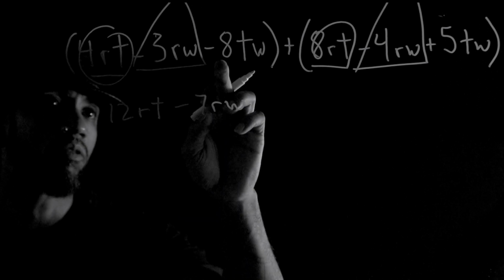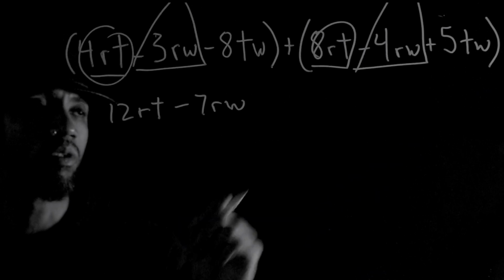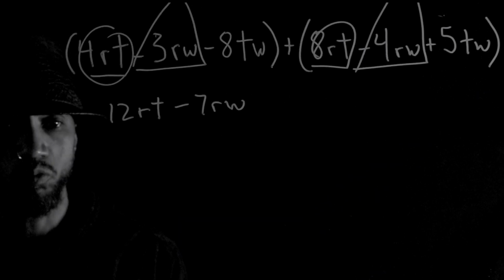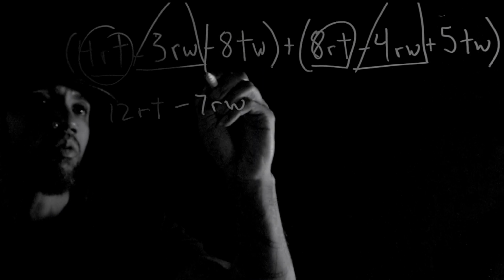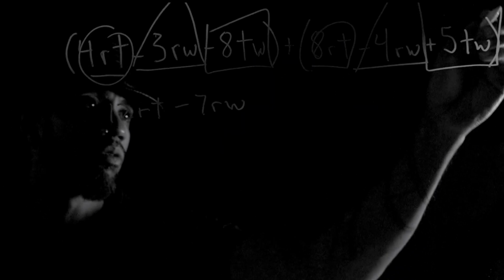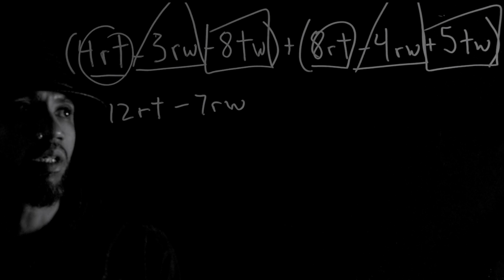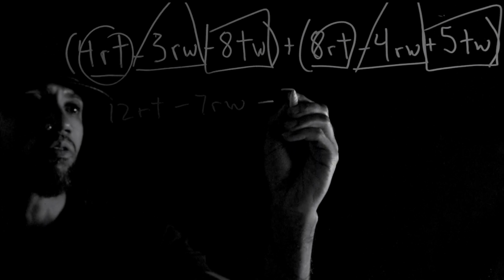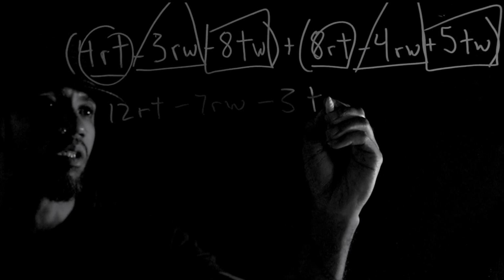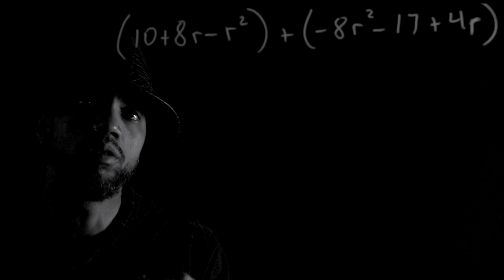Great. All right, what about this 8TW term? Negative 8TW, and this is a TW. So those can go together as well. All right, so let's combine these terms. We have a negative 8 and a positive 5, so that's a negative 3TW.